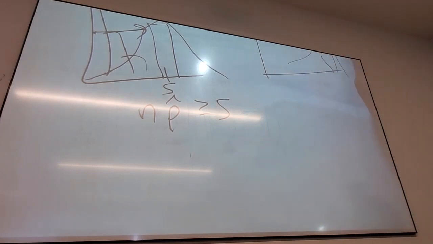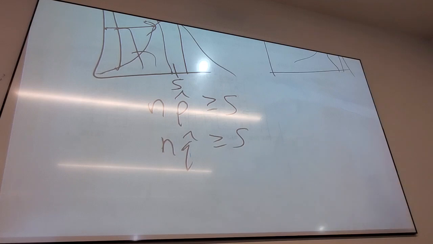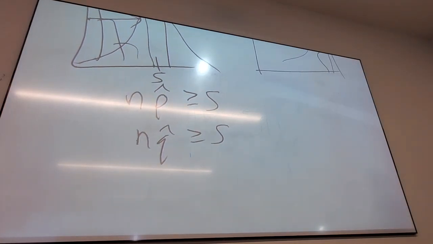And to make this easier for the other side, I just say NQ hat has to be greater or equal to 5. If those two things are true, the highest bar is in the middle, it's got room to go up, room to come down, it will be normal enough.